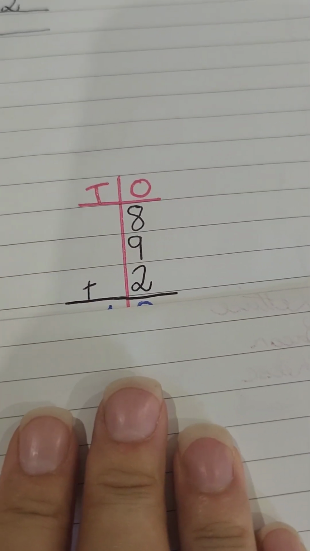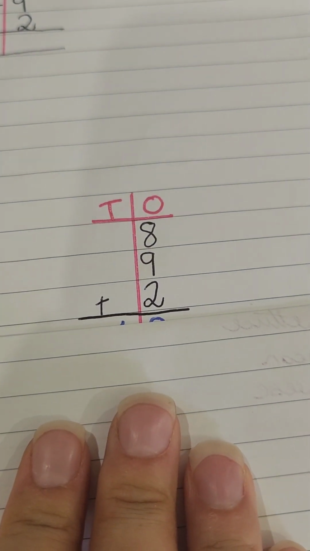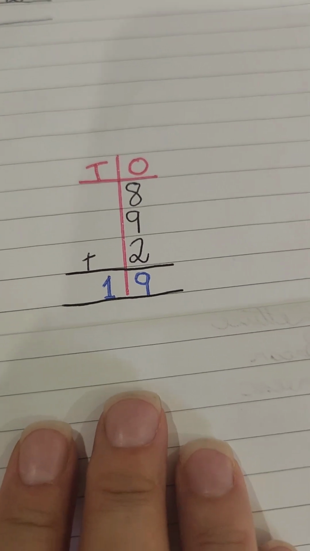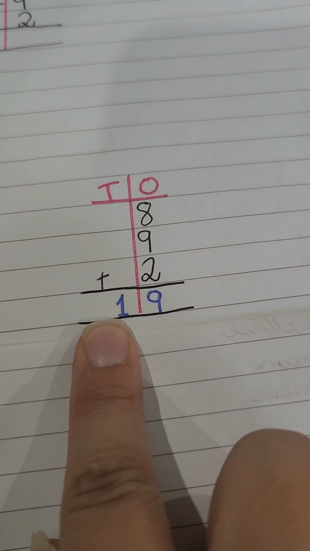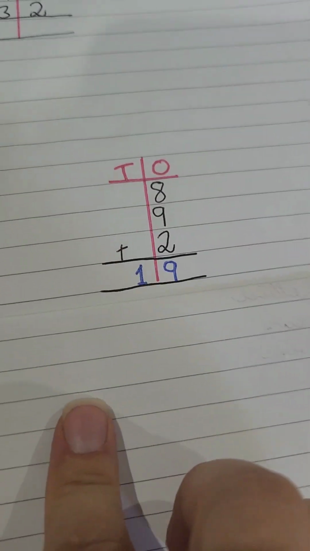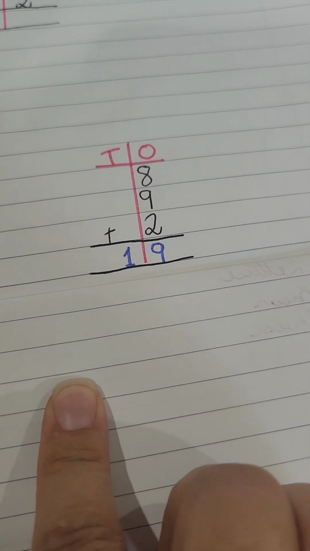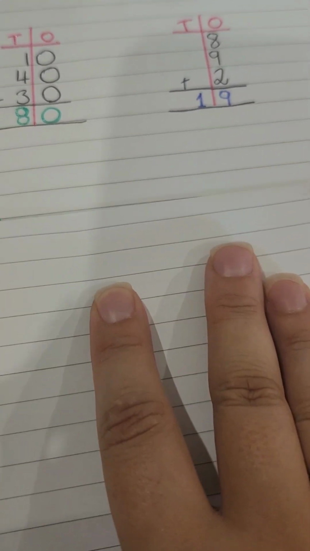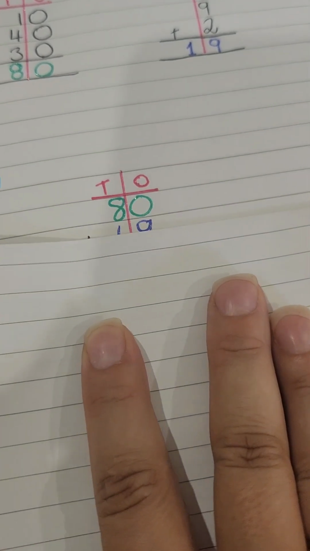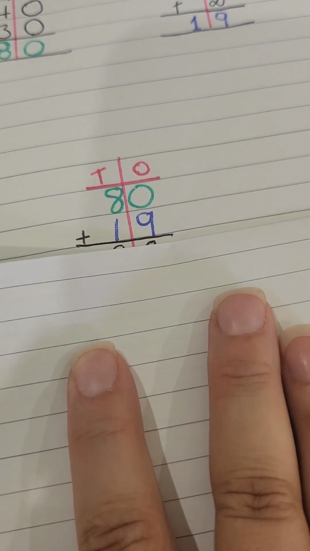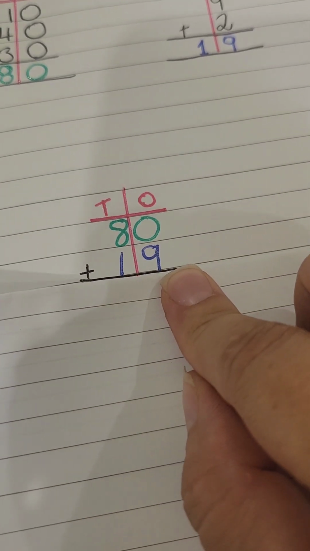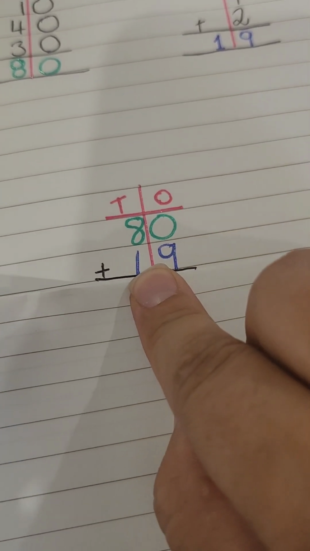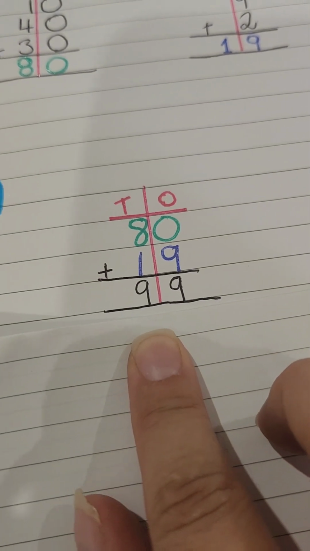Our second sum, adding the ones, gives us 8 plus 9 plus 2, which totals 19, with the 9 in the ones column and the 1 in the tens column. Now that we have our two values, we need to add them together to get our final answer. 80 plus 19, 0 plus 9 will be 9, 8 plus 1 in the tens will make it 90.